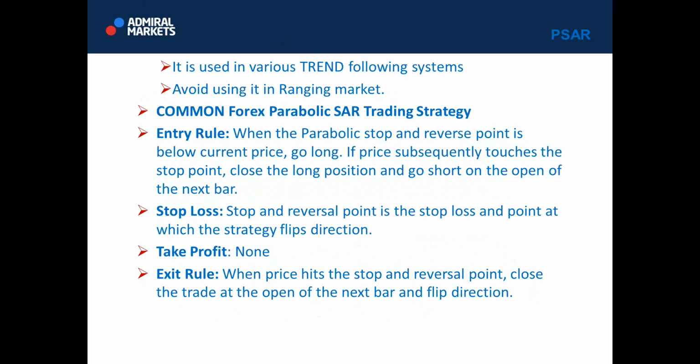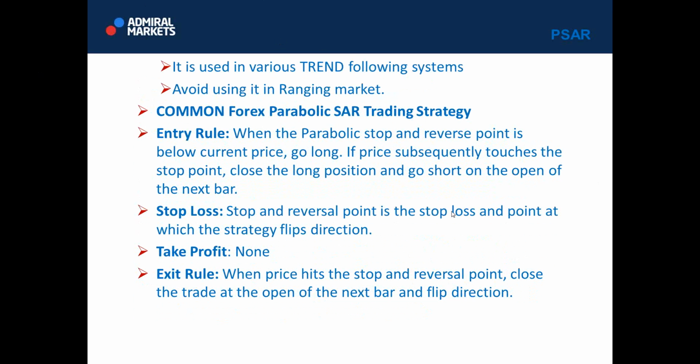The common usage, we have different entry rules on that, and you see that when the parabolic stop and reverse point is below the current price, we go long. If price subsequently touches the stop point, close the long position and go short on the open of the next bar. Stop and reversal point is the stop loss and the point at which the strategy flips direction. When price hits the stop and reversal point, close the trade at the open of the next bar and flip direction. So those are general rules for Forex Parabolic SAR.